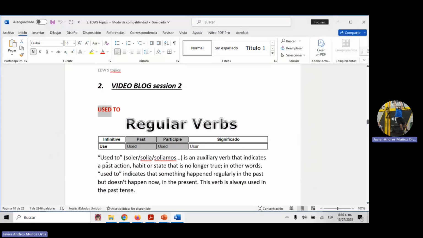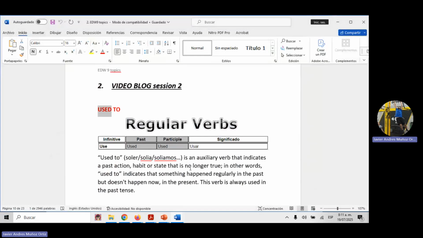So used to, because use means usar. However, used to is an auxiliary verb that's going to have a different meaning. It's going to mean something like soler, solía, solíamos, solían, and so on. And we use this auxiliary verb in simple past form to talk about habits, actions, or activities that we used to perform in the past, but now are not true. We are not doing these activities anymore, at least not today, right?